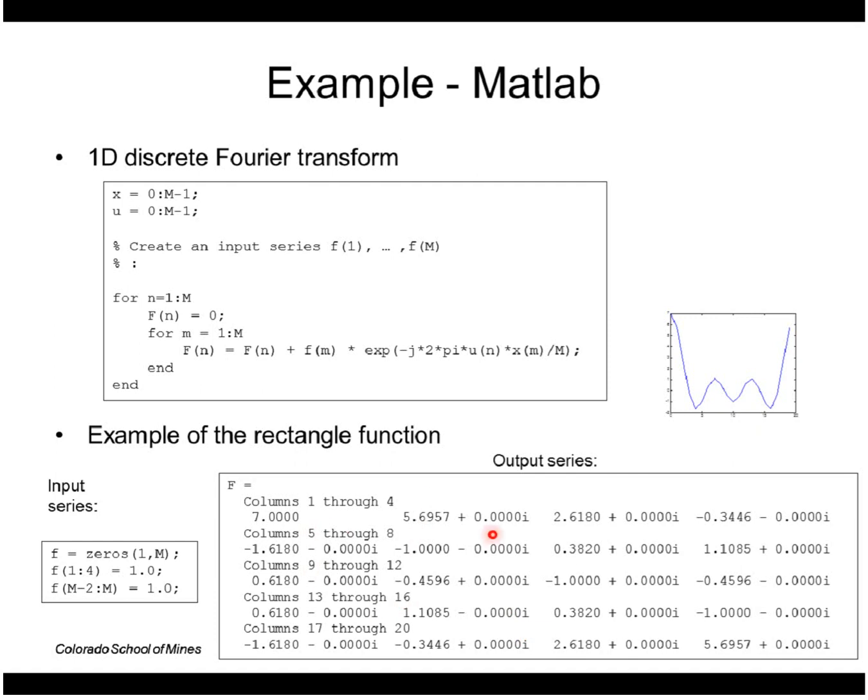Note that it's basically all the imaginary parts are 0. So that's a special property of this rectangle function. And if you plot these real values, you get what looks like a sinc. And remember that it's periodic, so this piece is repeated over here. So centered around 0, it's a sinc.